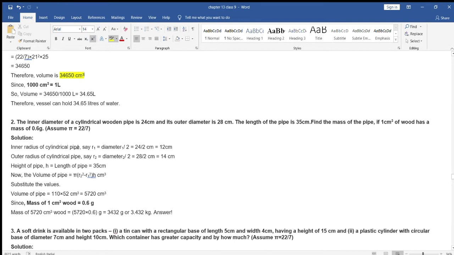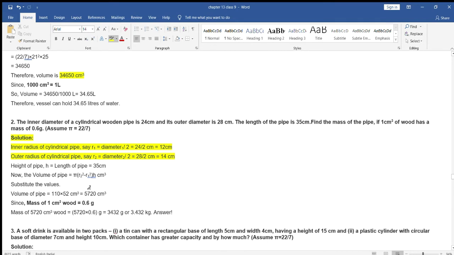Now see, it is a cylindrical wooden pipe, a hollow cylindrical wooden pipe. It has the outer diameter as well as the inner. With the help of that outer and inner diameter, what have we found? We have found the radius, the outer radius as well as the inner radius. And for height, the height is the length. The formula also I have told you: the volume is pi times outer radius square minus inner radius square, multiplied by height. When we substitute all the values, we find the volume.